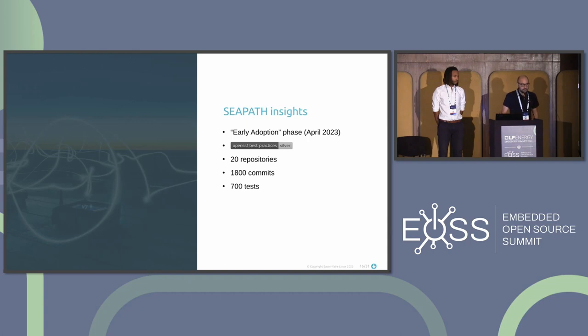A bit of insight into CPaaS. We are an early adoption project since April 2023, which gives you a set of requirements, especially on the testing itself. We have the OpenSSF Best Practices Silver badge that is also pushing a lot on testing. We have about 20 repositories and around 2,000 commits, and we've got 700 tests.